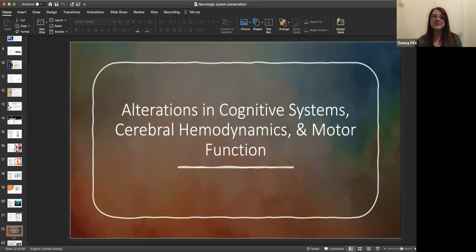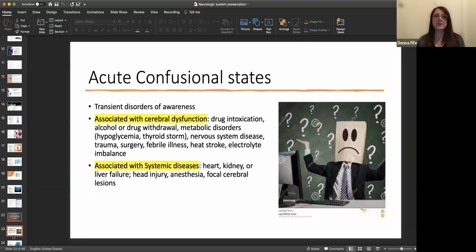Okay, alterations in cognitive systems, cerebral hemodynamics, and motor function. Acute confusional states. These are transient disorders of awareness. These are associated with cerebral dysfunction and can be caused by drug intoxication, alcohol or drug withdrawal, metabolic disorders such as hypoglycemia or a thyroid storm, nervous system disease, trauma, surgery, febrile illness, heat stroke, and electrolyte imbalance. Can also be associated with systemic diseases such as heart, kidney, or liver failure, head injury, anesthesia, or focal cerebral lesions.